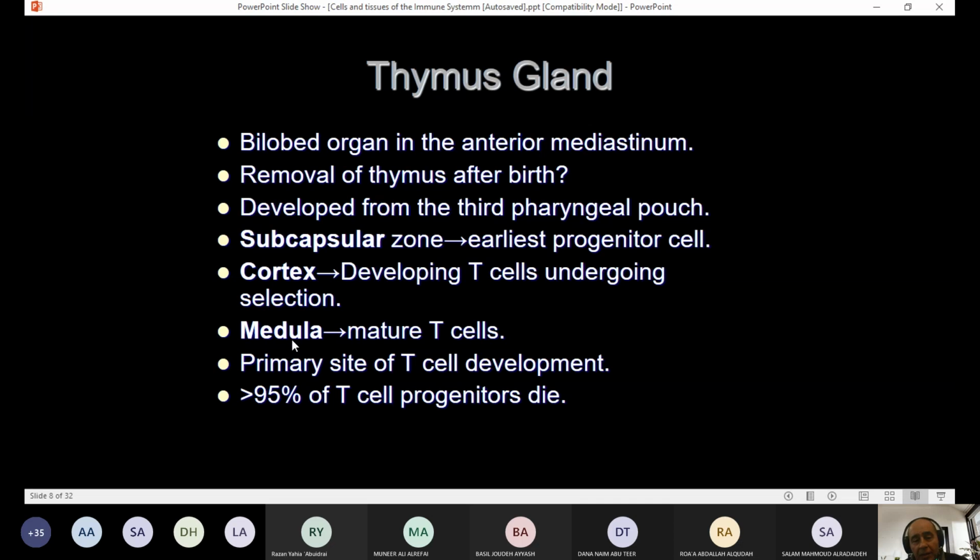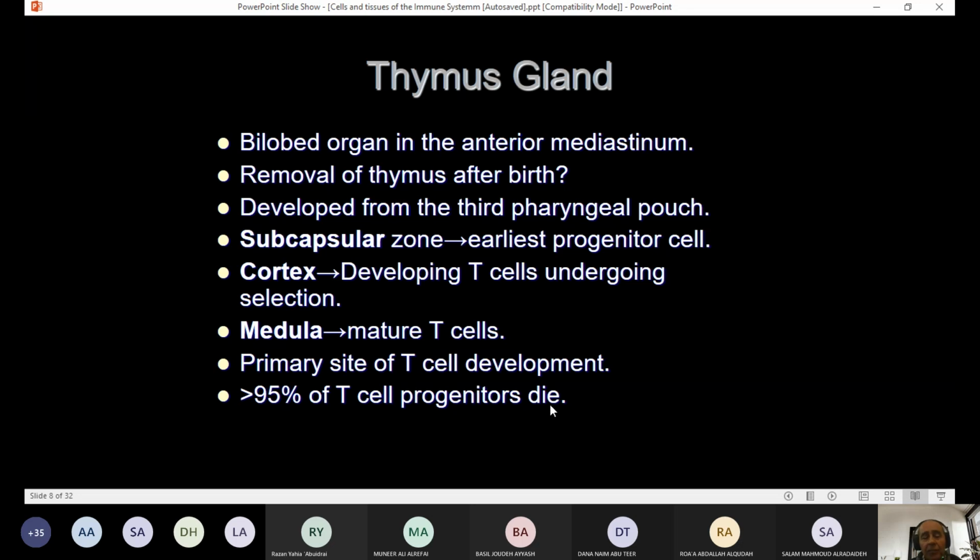So it starts with the capsule, the subcapsular area, then into the medulla, where you can see the mature T cells that will go to the secondary lymphoid organs. The primary site of T cell development is this thymus gland. So what comes out of the thymus gland are the lymphocytes. Remember that.